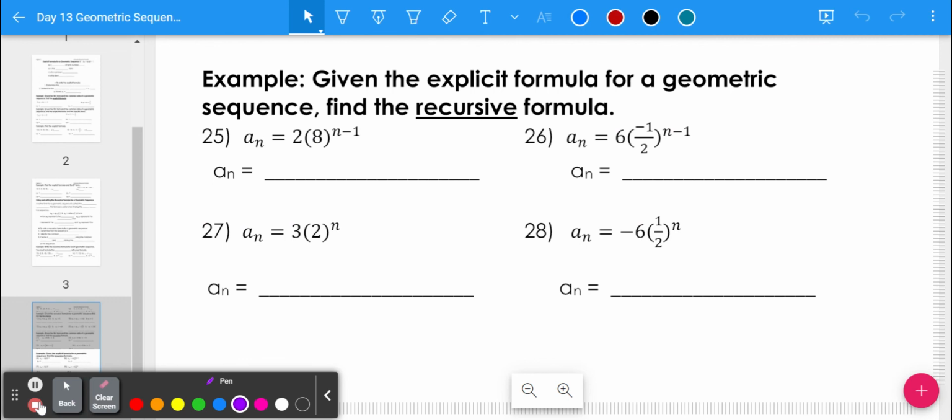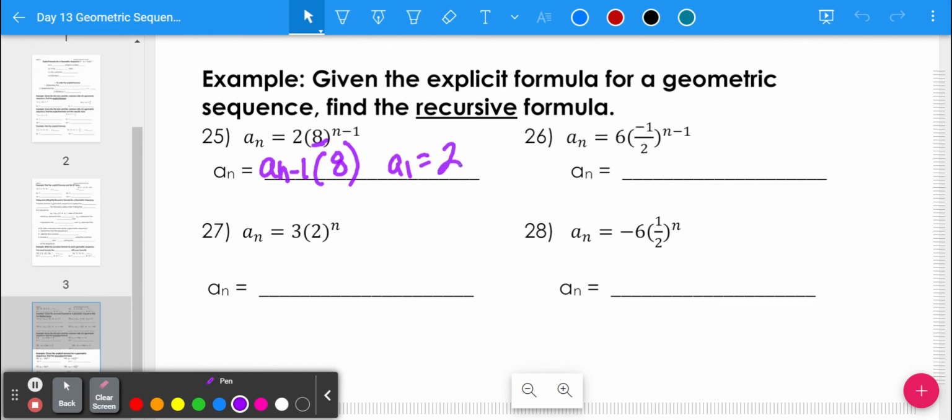All right, the last little bit, last section. Given the explicit formula for a geometric sequence, find the recursive formula. So we just need to be able to identify the parts. We always start with a sub n equals a sub n minus 1. Well, in the explicit formula, I can tell that my R value is always found inside the parentheses, and that was 8. And then I know that my first term is outside the parentheses, which is 2.